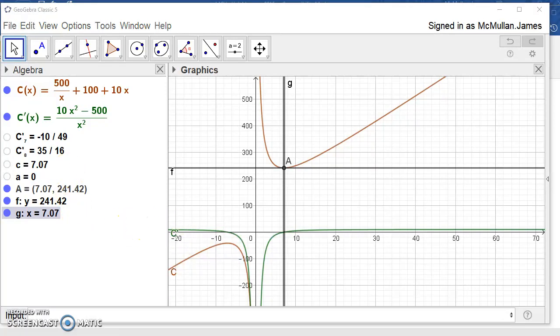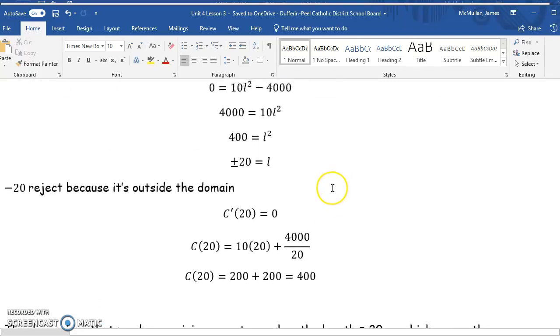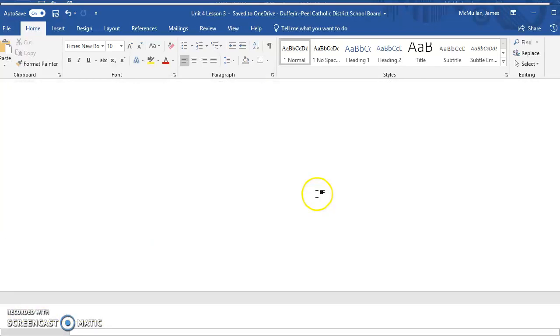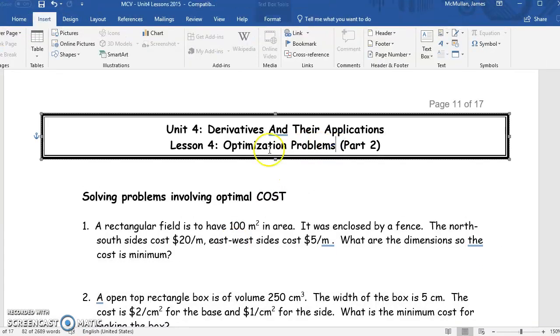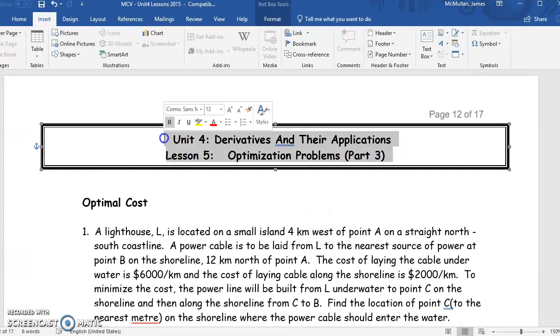Hopefully these have been some help in terms of figuring out what to do with these optimization problems. So we're done with lesson 4, part 2. When we come back on Thursday, we're going to start working on part three.